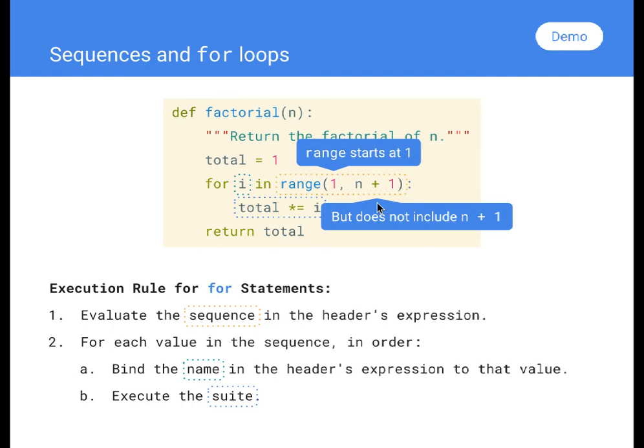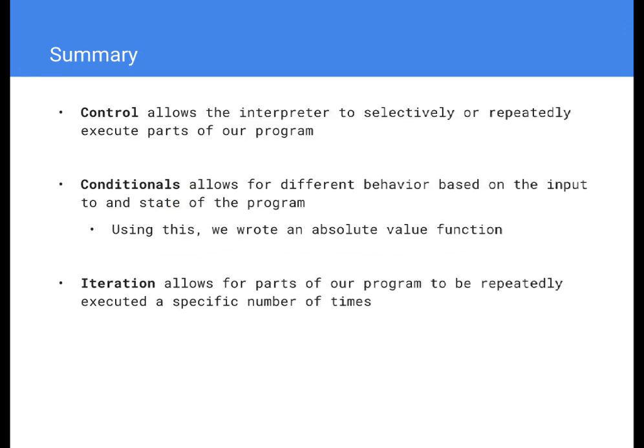Any other questions about anything we covered so far? Martin, go ahead. Are there any other sequences than ranges? There are plenty of other sequences like lists and tuples that we'll be learning later as well. Okay, so otherwise we went through the summary and I think we're almost done. So using this, we wrote a factorial function. And that's it for today. Thank you so much for coming to lecture.